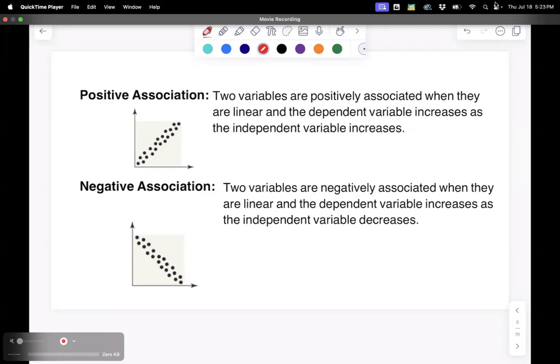I'll give you a moment to write things down if you need to, since I know some of you don't print. I'll give you a moment. Basically if you said positive slope and negative slope, it's going to be helpful.